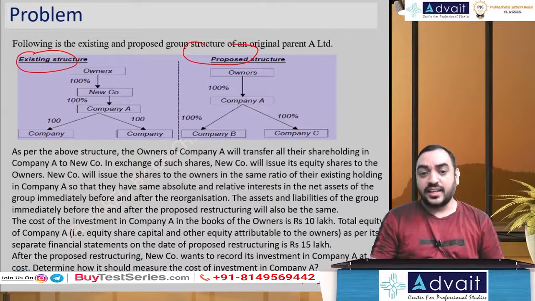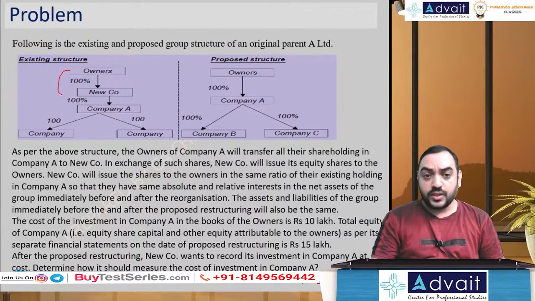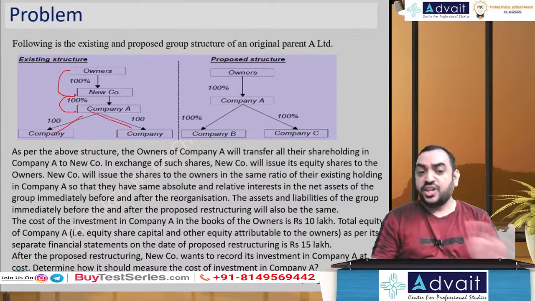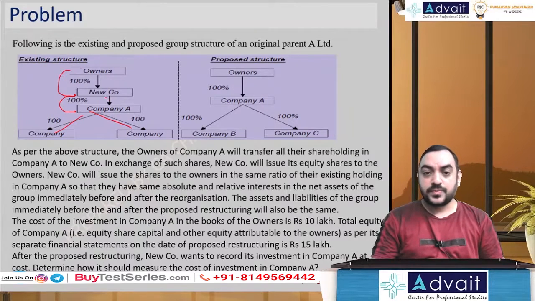You see what they're telling. First you read this. They tell owners. Under the owners, new company will come. Under new company, company A will come. And under company A, you are having two more companies. In the other structure, you are having owners, under that company A, under that company B, company C.